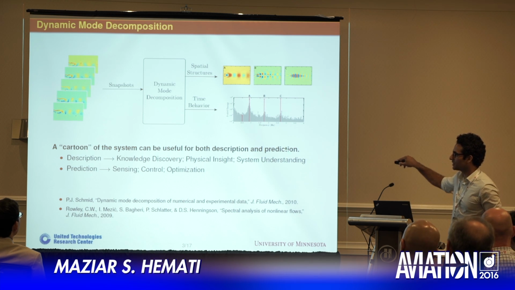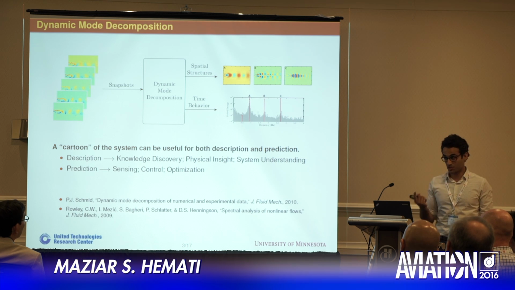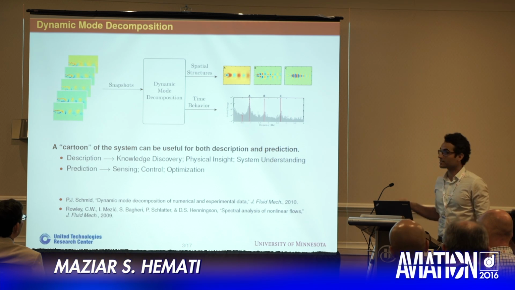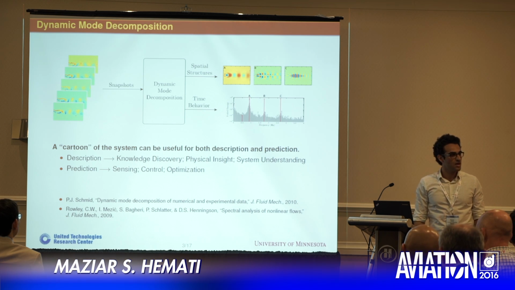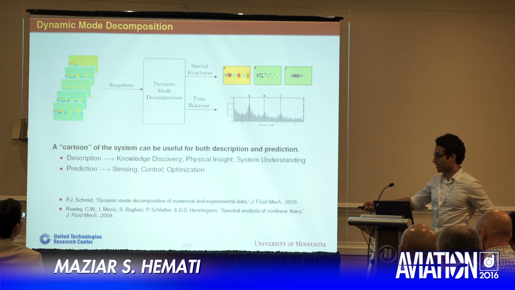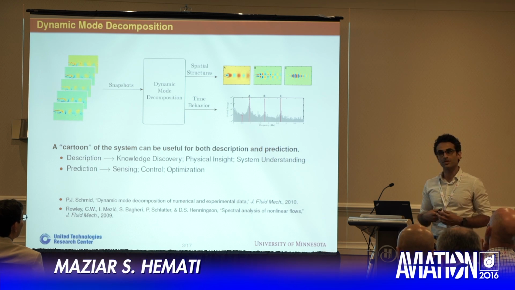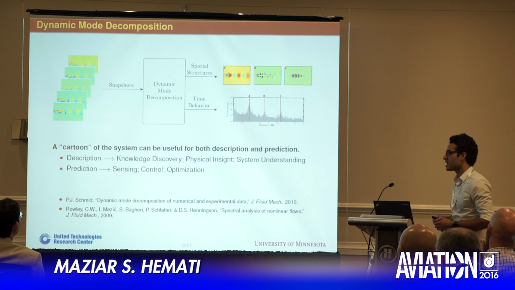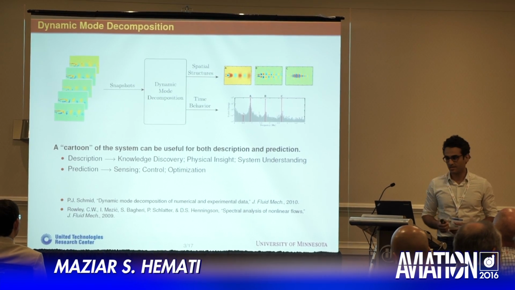What that cartoon will allow us to do is, first we can describe the flow by looking at the spatial structures and their associated temporal frequencies. But also, if we have that cartoon, we can use it in a predictive capacity. So we can have a model that predicts into the future, so we can design control algorithms around this. We can use it for sensing, we can use it for optimization, and things of that nature.